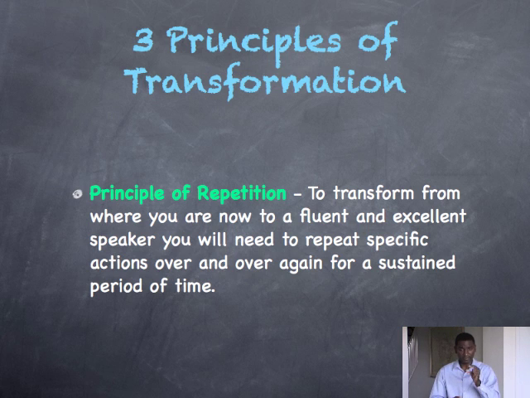So the principle of repetition says you can't just do it once. You can't just do it 50 times one day or you can't just do it one time for 50 days. You have to do it, and 50 is just a number. It could be 25, could be 100, but it needs to be more than 5 or 10, right?